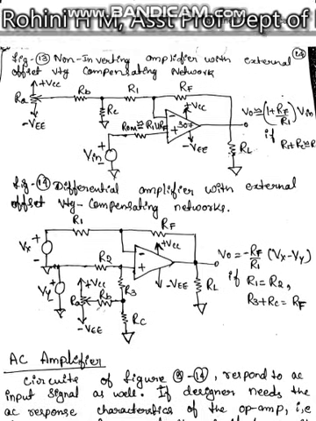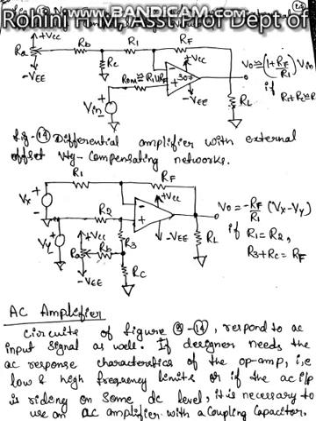This diagram shows a non-inverting amplifier with an external compensating network. Since it is a non-inverting amplifier, the input is given to the non-inverting terminal. This is the extended circuit, where the external compensatory network is included. Similarly, a differential amplifier with an external compensatory network is shown in this diagram. Its output voltage expressions are given here.